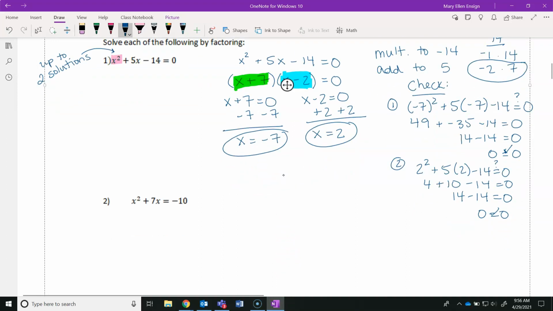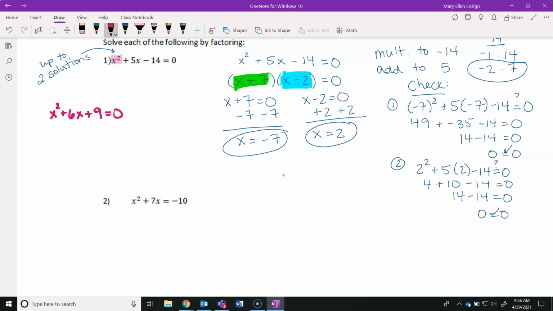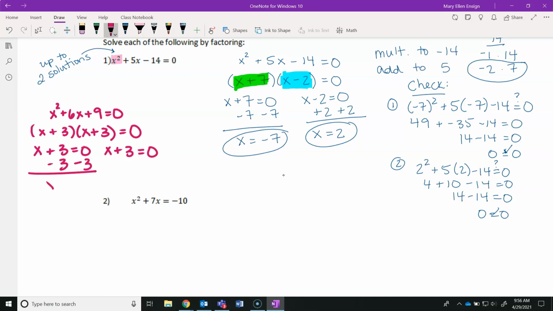Let me just pick up with a couple things we mentioned there. So if I have x squared plus 6x plus 9 equals 0, and I factor this, I'm going to get x plus 3 and x plus 3, because 3 plus 3 is 6, 3 times 3 is 9. So I have the same factor. So when I solve that, I'm solving the same thing twice, right? So I'm really only going to get one answer.